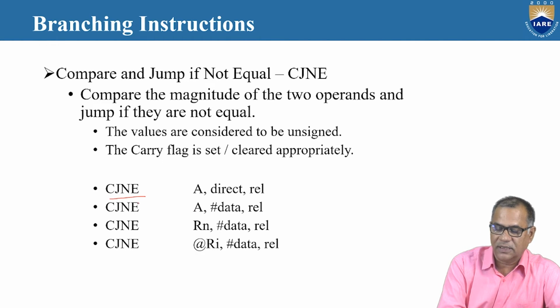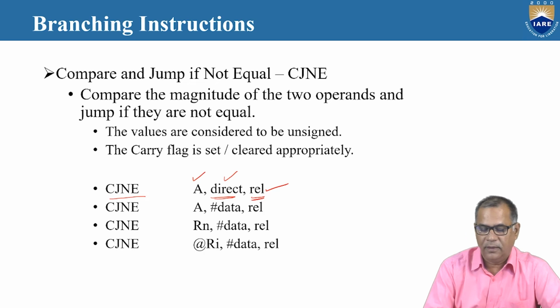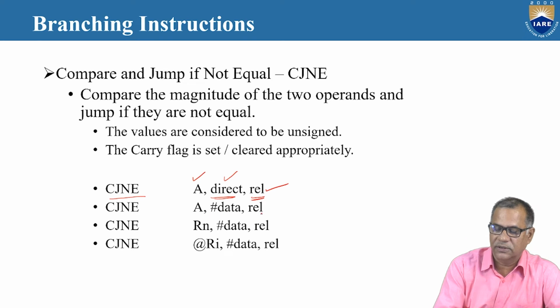The format is like this: compare, jump. One operand is here, and another operand is at the address specified by this second operand. And if they are not equal, jump to this label, the relative address. And this is compare A, data. This is a sort of immediate addressing.